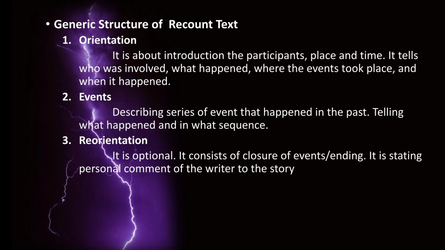Generic structure of recount text. First, orientation. It's about introduction the participants, place and time. It tells who was involved, what happened, where the event took place and when it happened. Second, events. Describing series of events that happened in the past, telling what happened and in what sequence. Third, reorientation. It's optional. It consists of closure of event or ending. It's stating personal comment of the writer to the story.